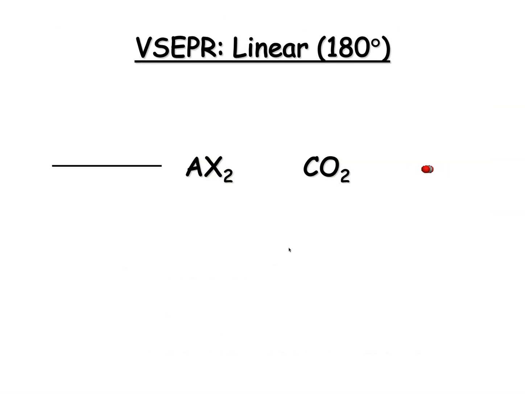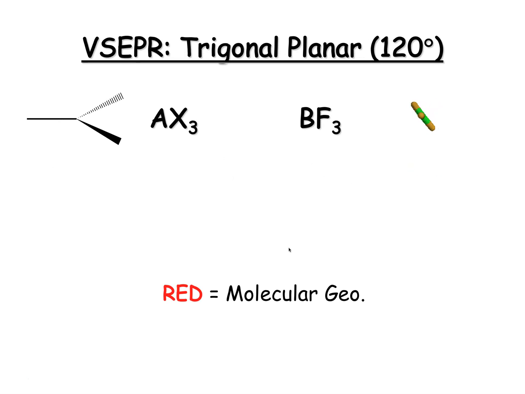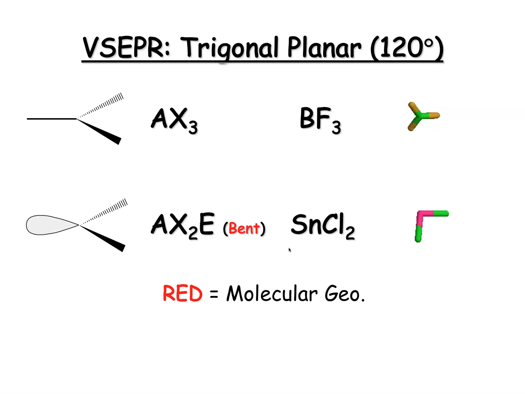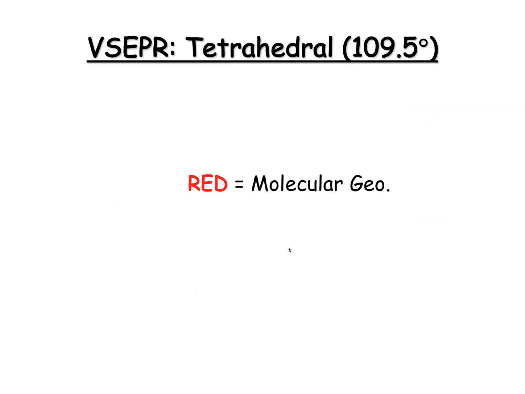So when we get to AX2, again, carbon dioxide, pretty self-explanatory, 180 degrees. Yes, you need to know the angles. Trigonal planar. As an example, BF3. Again, makes a triangle in one plane, 120 degrees. But then when we get AX2E1, it becomes bent. So again, the red letters represent the molecular geometry. We're at the very top, trigonal planar. That is the electronic geometry and molecular geometry if there are no lone pairs.